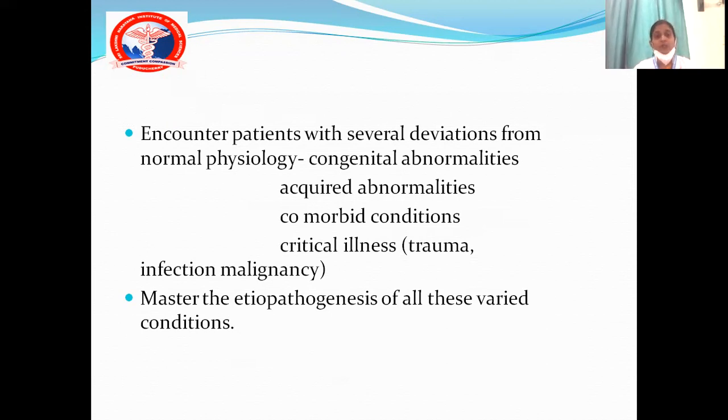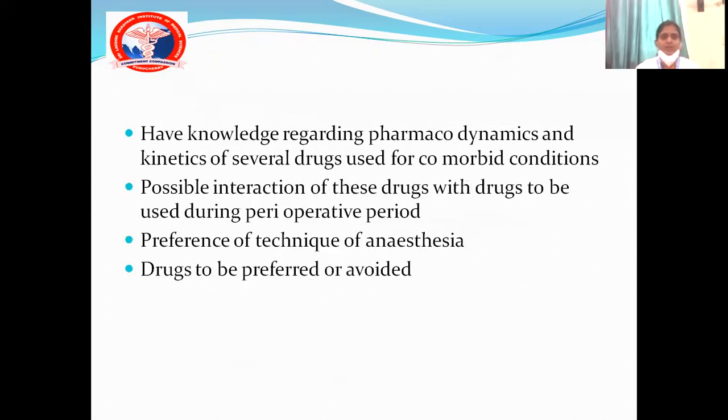To give anesthesia to these kind of patients who have physiology which is different or deviated from normal physiology, we need to master the etiopathogenesis of these varied conditions. Only when we know the etiology and pathogenesis of these conditions can we understand and then manage the implications of these conditions on anesthesia and surgery.